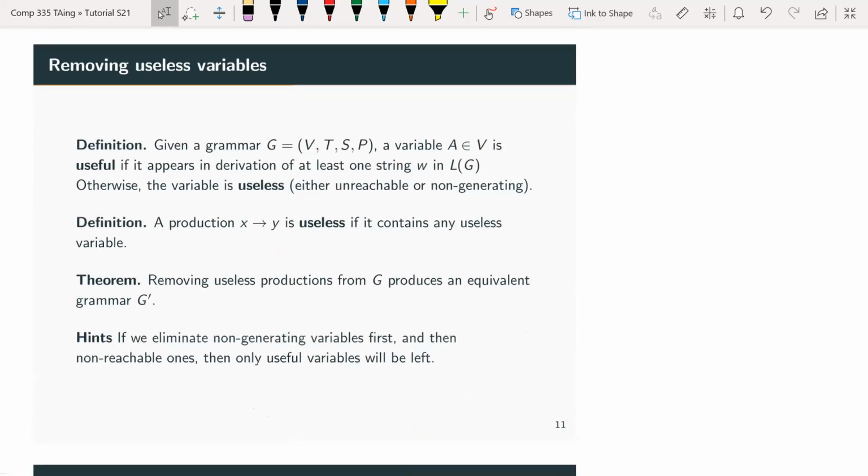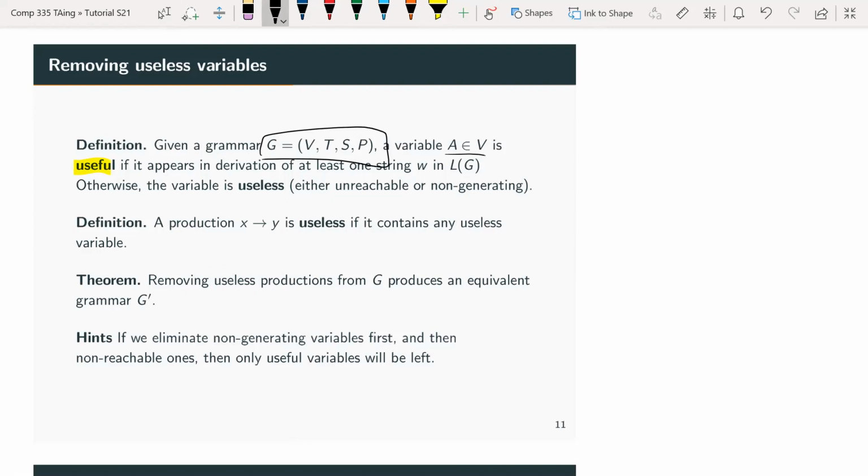All right. So now the last topic, or the last simplification, is useless production rules and useless variables. Here there's a couple of definitions. If we're given a grammar G and a variable A, we say that the variable A is useful if it appears in the derivation of at least one string w. When I say a string w, I mean a string of terminals.